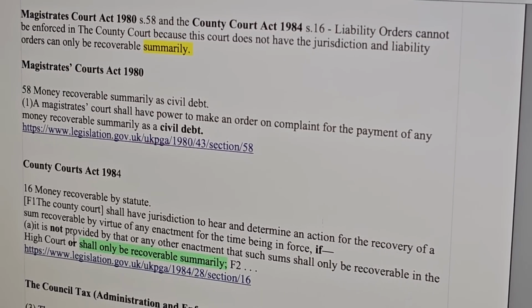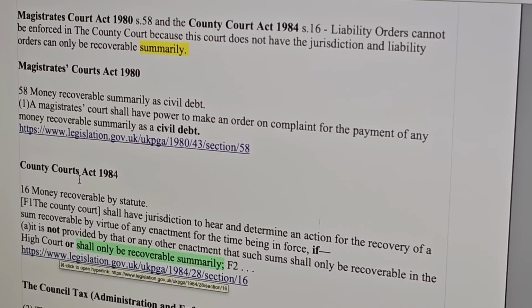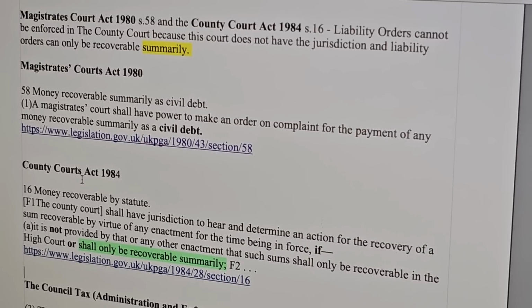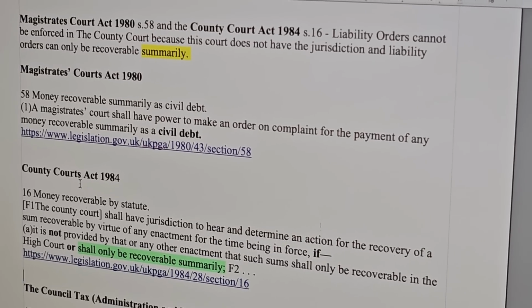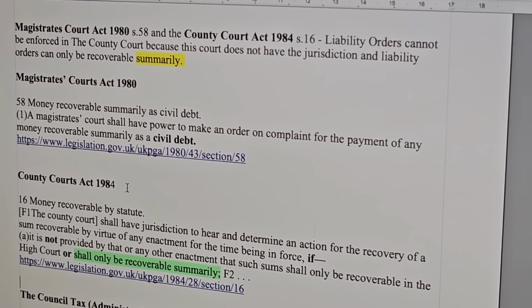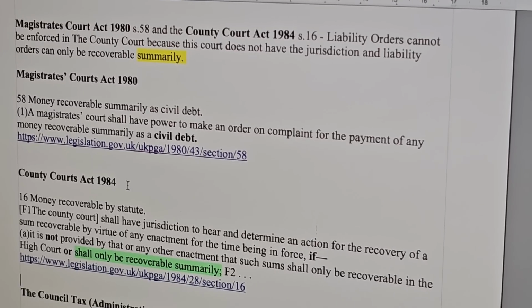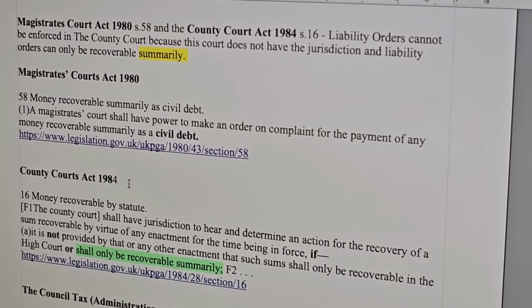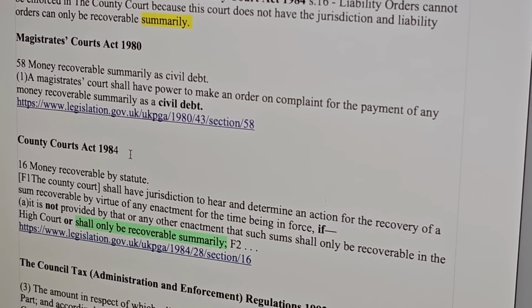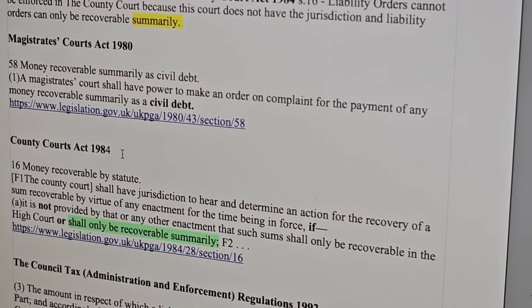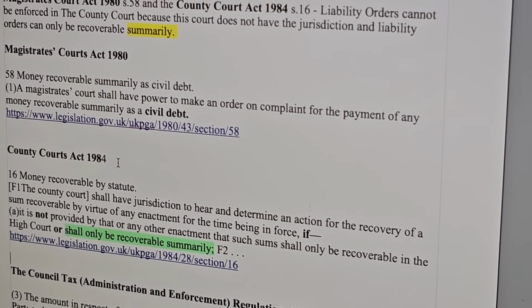That's why they do the liability orders in the Magistrates' Court, not the County Court. So they shouldn't be enforcing it in the County Court. And are the county courts enforcing it? Yeah, they're using these so-called liability orders that they would never produce to put charging orders on people's houses, to get possession orders, and to do bankruptcies.